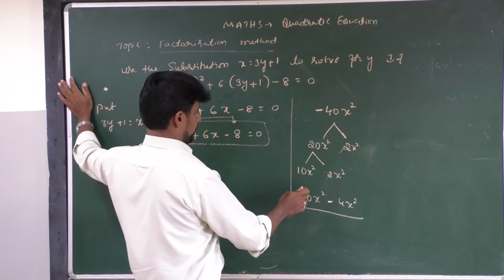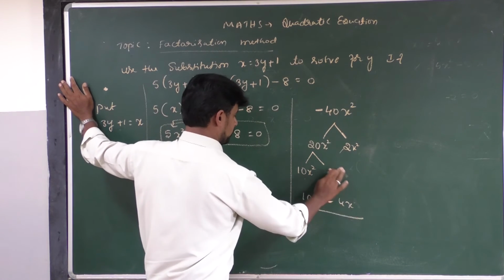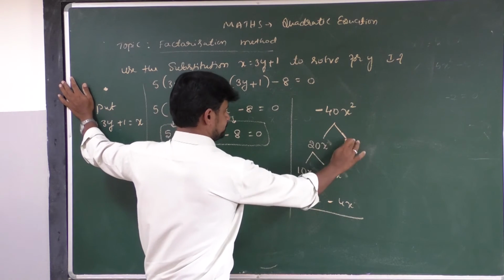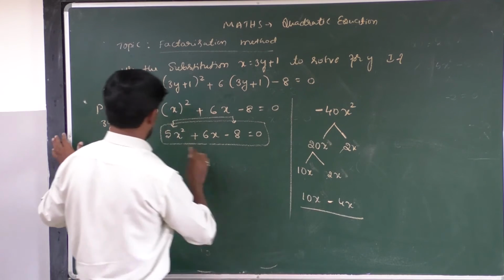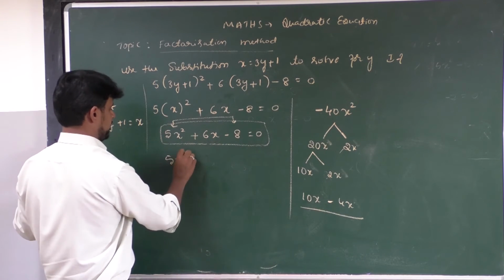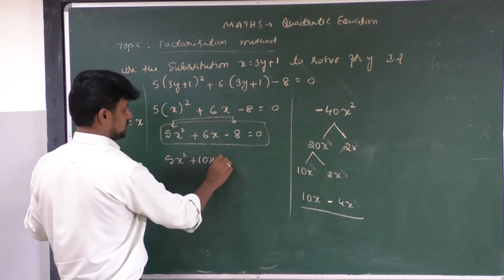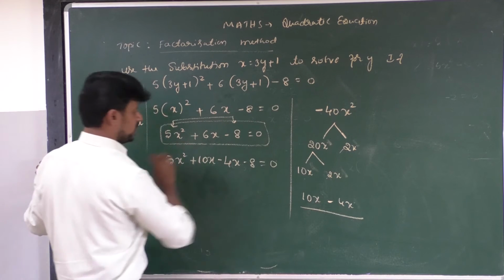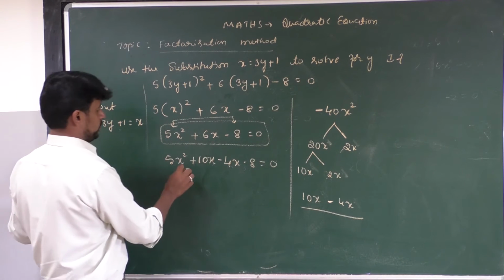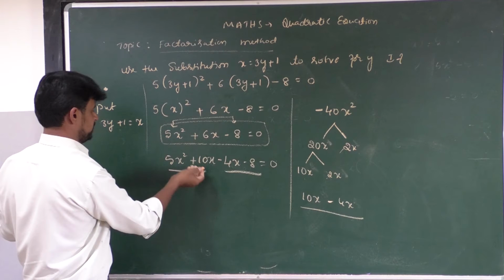10x, 6 in the place of 6x, you have to substitute 10x minus 4x, then it becomes 5x square plus 10x minus 4x minus 8 is equal to 0. Okay. Afterwards, grouping. By grouping, you can easily take common outside.